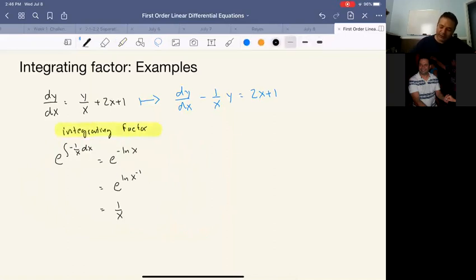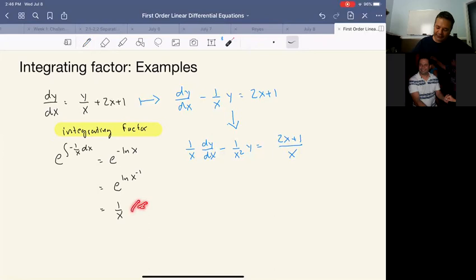So I'm going to go ahead and multiply this whole equation by the integrating factor. So my next version of the equation is 1 over x dy/dx minus 1 over x squared y equals 2x plus 1 over x. So far, okay? Awesome.